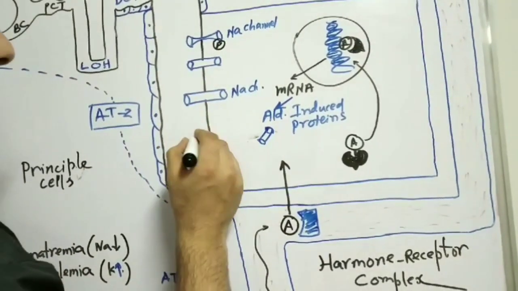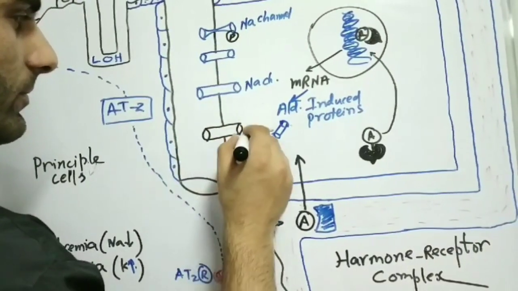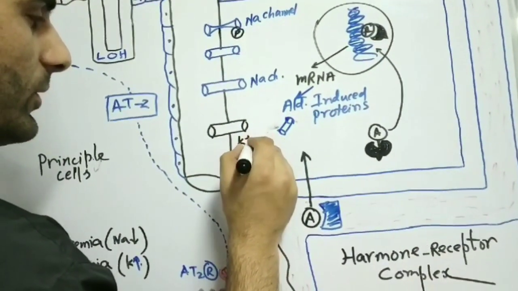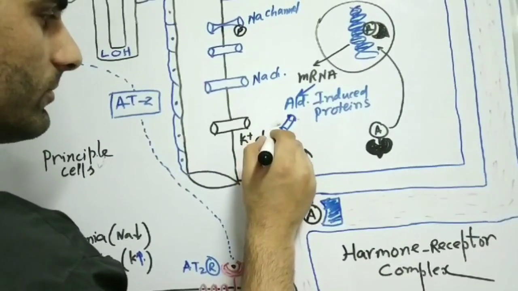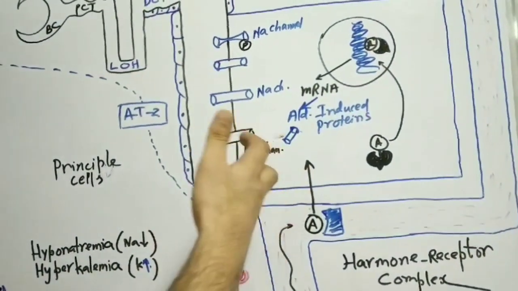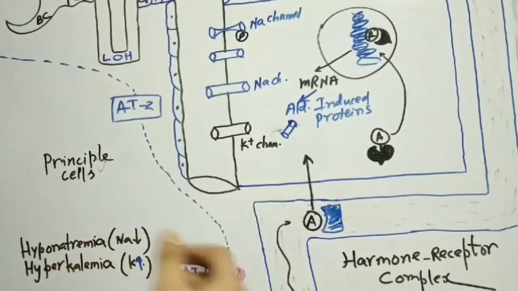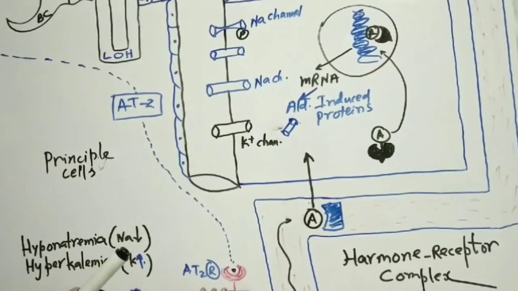Let me show you here. This is the potassium channel. Okay. Now look at here. There is the formation of also another kind of protein which is very, very important. What are they?